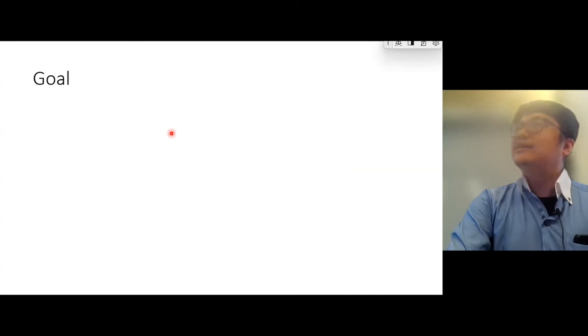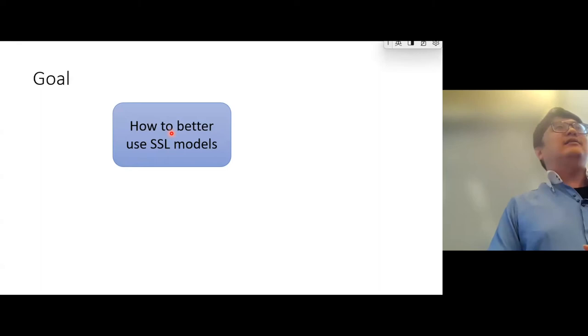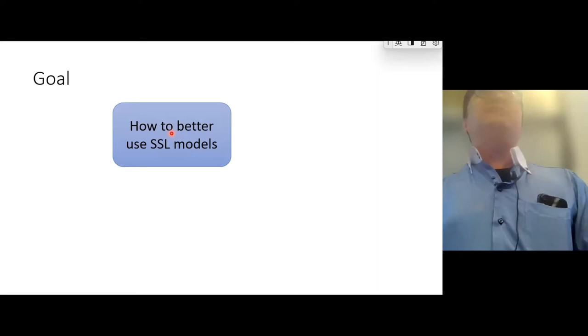We have four targets. One is we want to understand how to make better use of raw self-supervised models. There are already lots of existing models and lots of people are using them. They achieve good performance, but do we really make the most out of them? We are going to study how we can use those models in the most effective way.